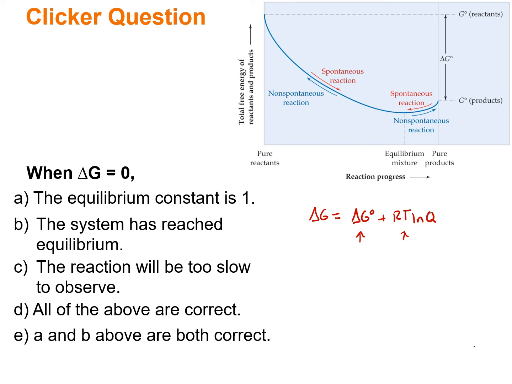So that's not true. B, the system has reached equilibrium. That actually seems pretty reasonable, because when delta G equals 0, we're supposed to be at equilibrium. That is true. C, the reaction will be too slow to observe. We shouldn't expect delta G to say anything about the rate of reaction. And so D and E are not correct, so B is the one we want to go with for this particular problem.